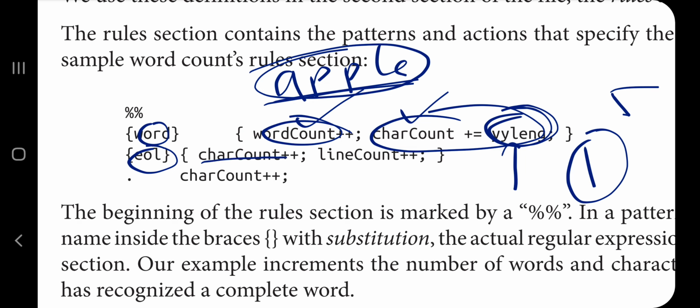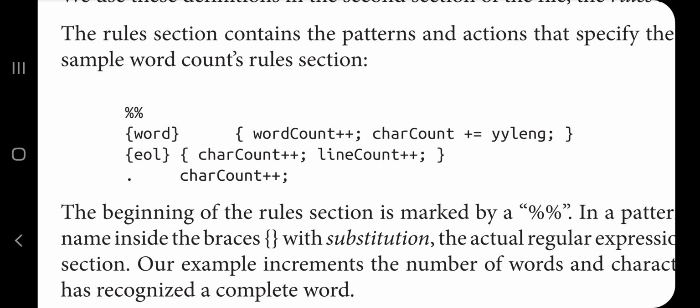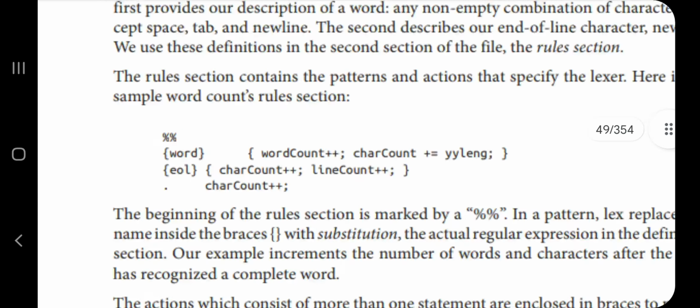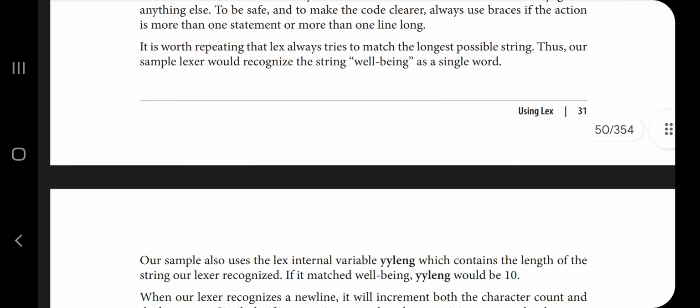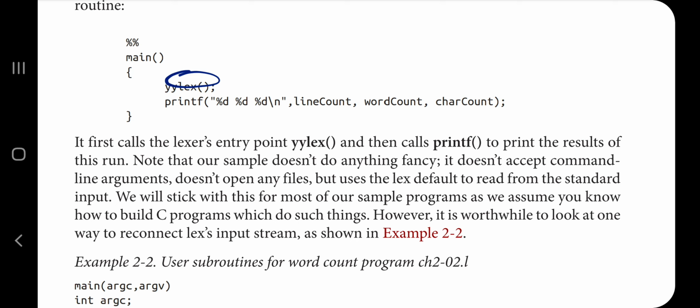End of line: character count plus plus, line count plus plus. End of line will denote the line has ended, so it will count as one line, and the end character is slash n, so another character will be plus plus. If it's neither of these, just a letter, that will be character count plus plus. That's all that is in the word count program, and we'll make it more efficient by adding a few more things. And here is the Lex to read the input and do the lexical analysis. And here we have the output: line count, word count, and character count.